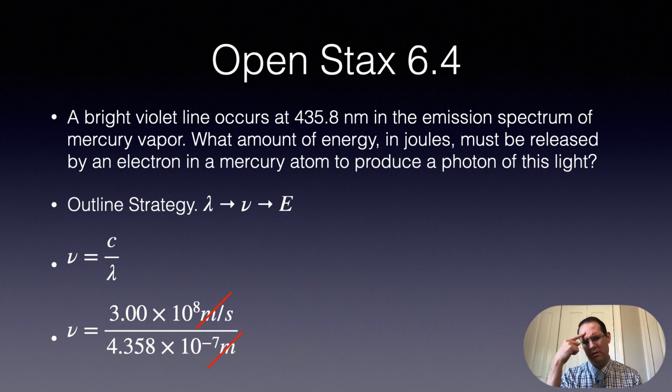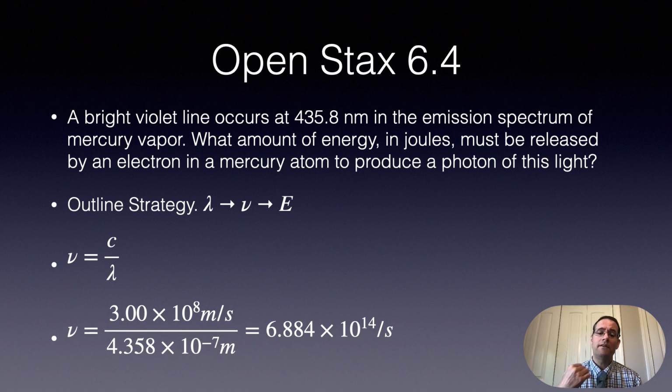And you might be wondering, well, what about that seconds there? The second stays, and it's a divide by second. Remember that frequency is cycles per second. So this would be 6.884 times 10 to the 14th cycles per second. That's very fast, all right? But that's typical. Frequencies are very high when it comes to electromagnetic radiation.